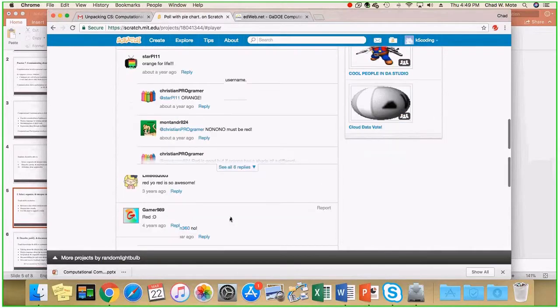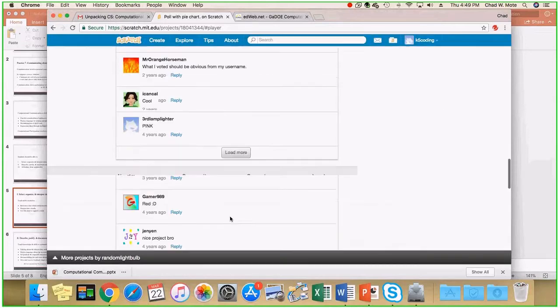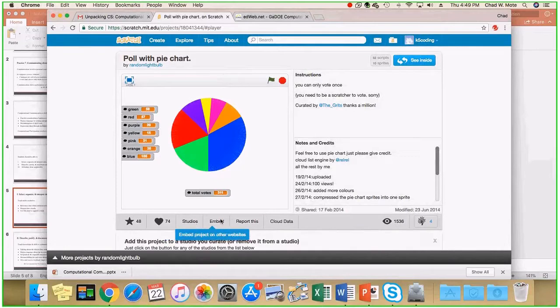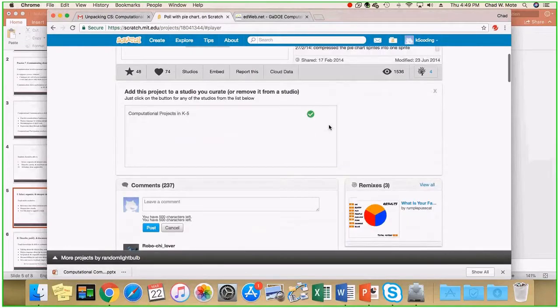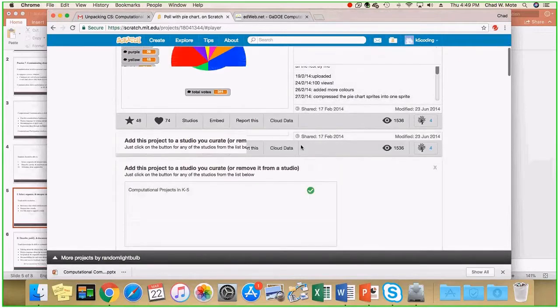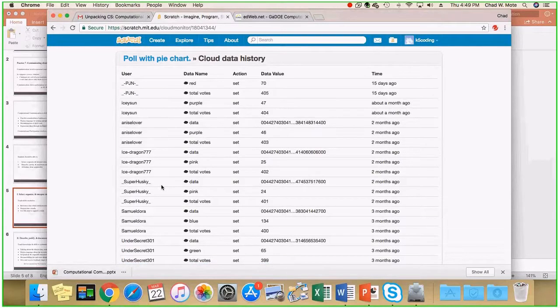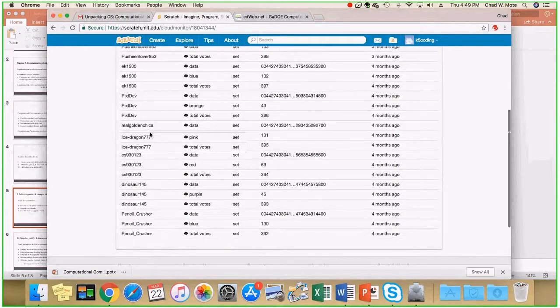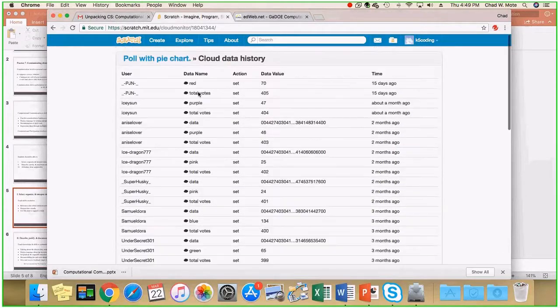You can see all the comments there, the communication that's happening on this project. I can add this to my studio. I've already done that right there. I can leave a comment. Click on the cloud data. I actually haven't even looked at this. So this is tabulating. First time I've seen this. It's tabulating all the votes that occurred and the data name and the user that collected it.